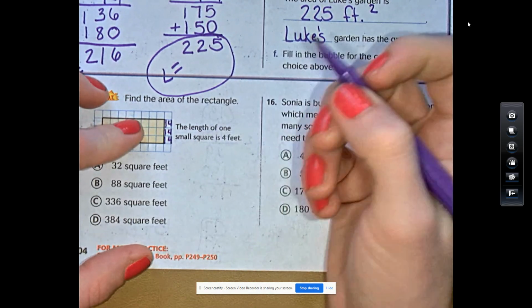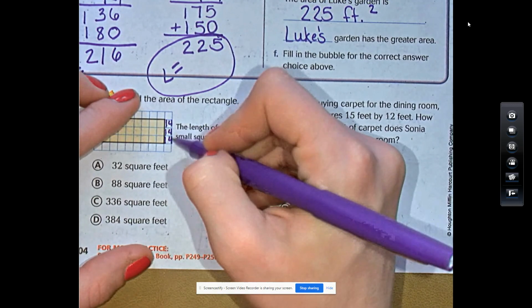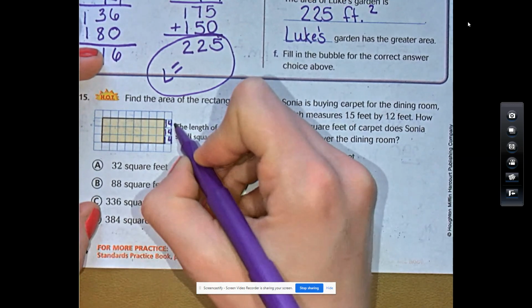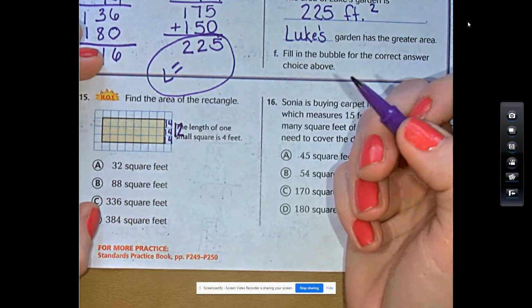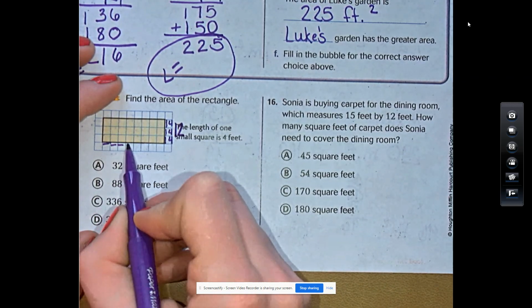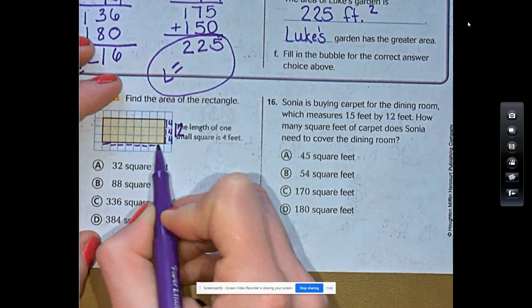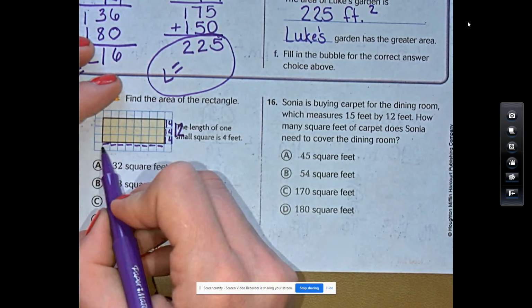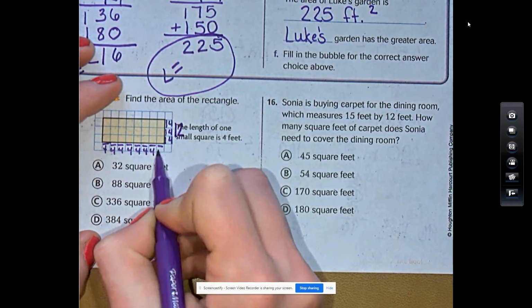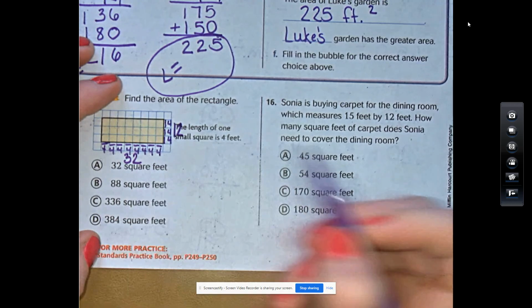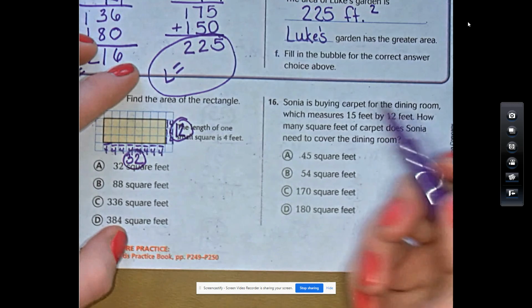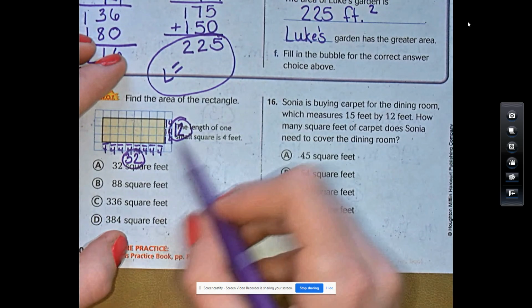So you would say the height would be 12, right? I'm going to put it right here. It's 12. Okay, and on this side it's 1, 2, 3, 4, 5, 6, 7, 8. But each of those is really worth 4. Each of those is a 4. So what's 8 times 4? Is 32. Okay, so now my base and height are 12 and 32. Okay, so what's 32 times 12?